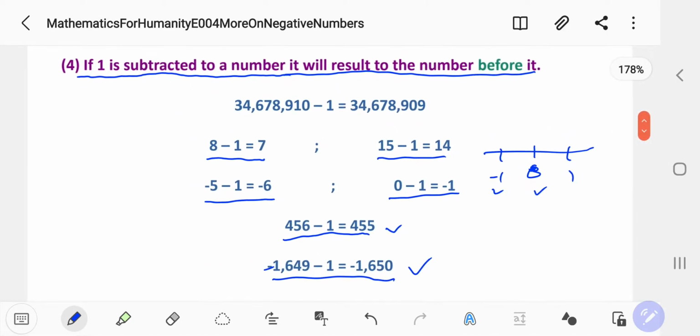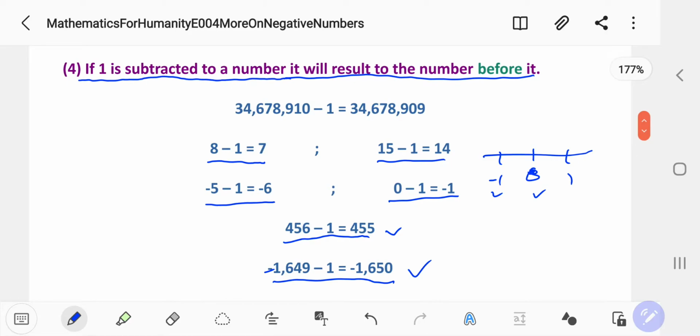So do you know the rules now? Those rules are simple. You don't have to memorize, you just have to understand them.